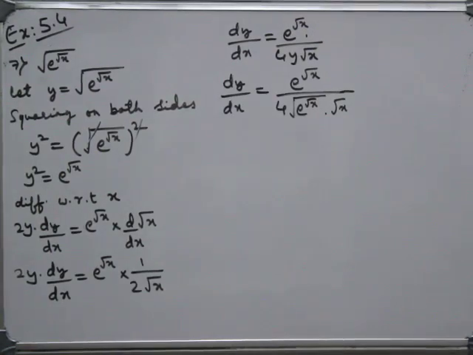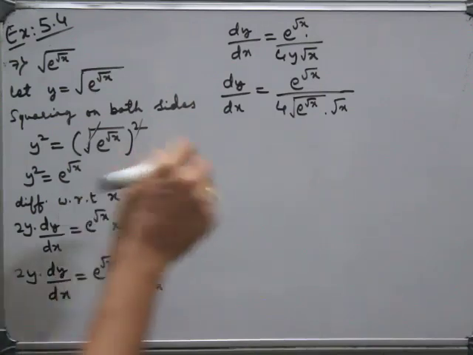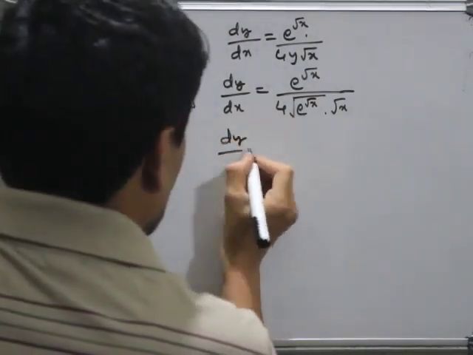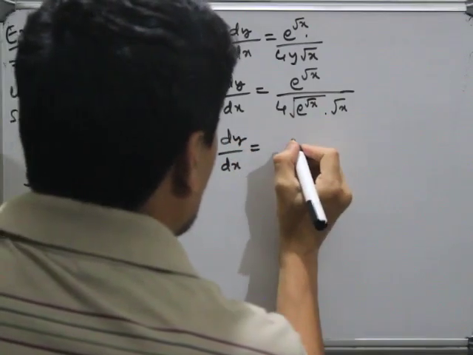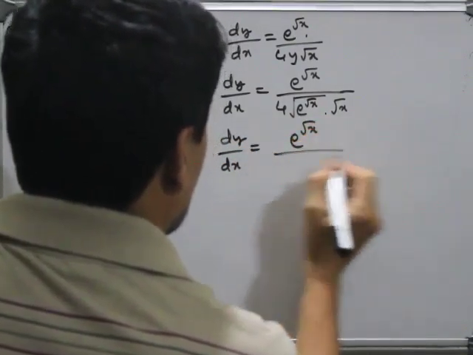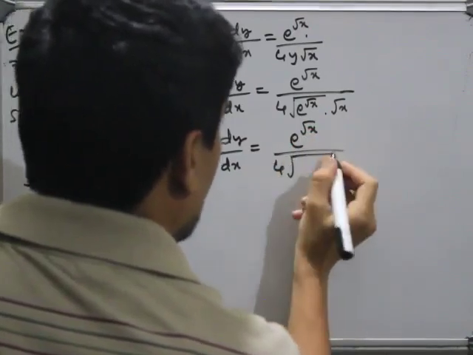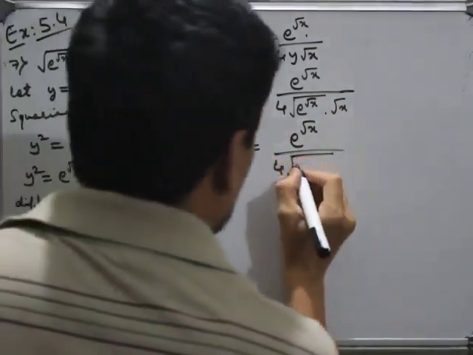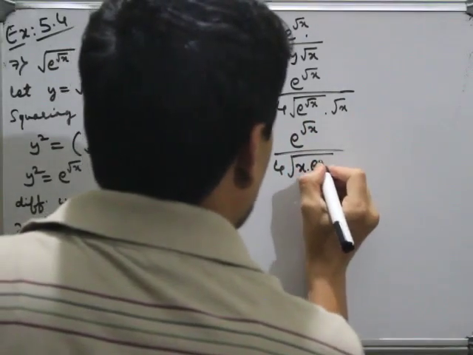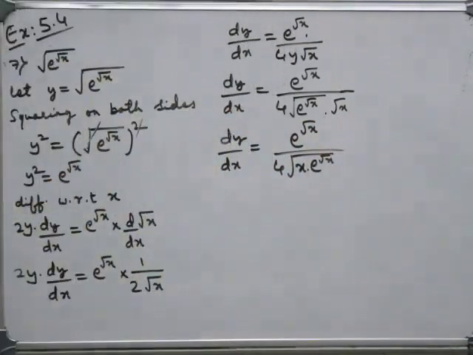This is the solution for question number 7. And root x can be added to this one. One final step we can do here: dy by dx is equal to e to the power of root x divided by 4 into root of, just take this inside, x into e to the power of root x. This is the final answer. This was the last simplification that can be done. I hope you understood this.